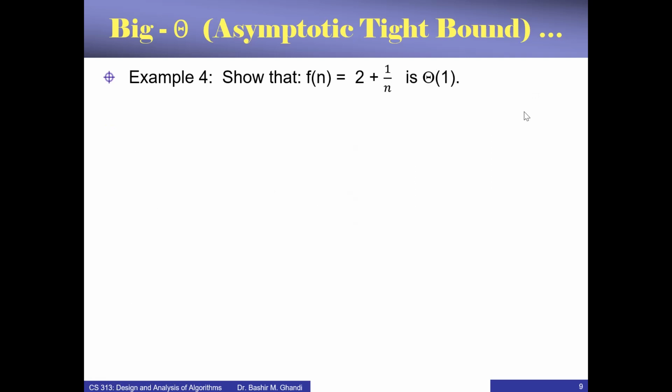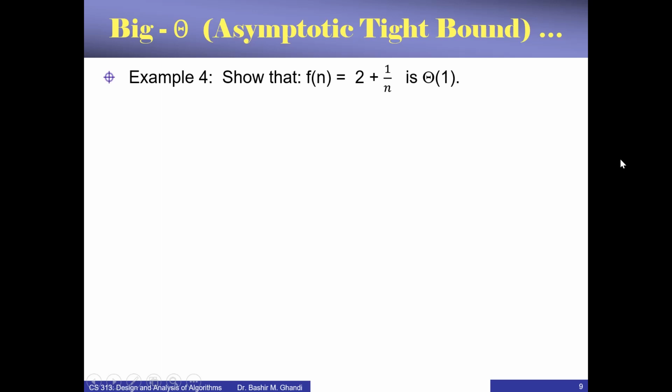This is another example. The idea of this example is to show you that the function doesn't have to be polynomial. Actually, it could be any function. So here we have fn equal to 2 plus 1 over n, and we are saying this function is theta of 1. In other words, it grows constantly. It's a constant function. That's what we are saying. If the g is constant, it means the function is constant in terms of the input size, and it doesn't really depend on the n.